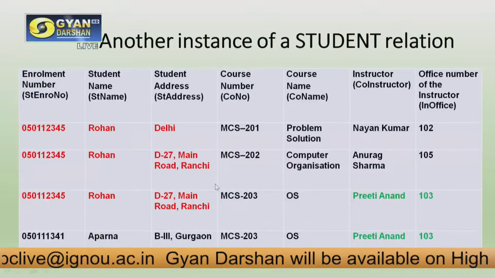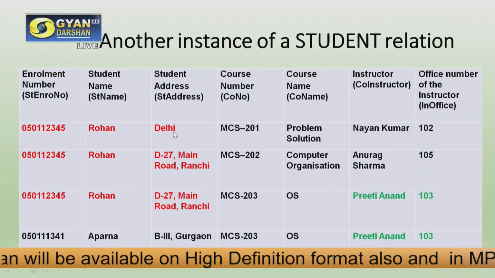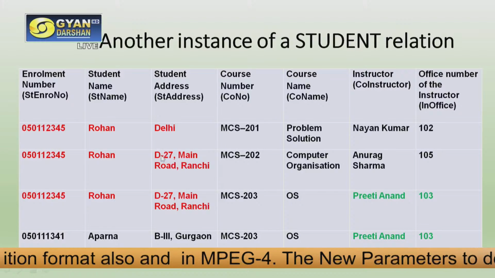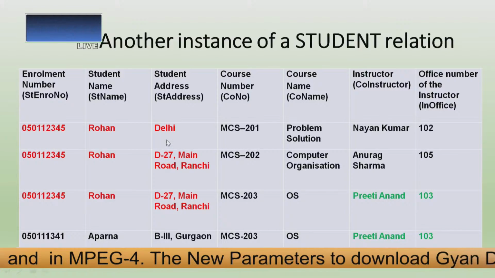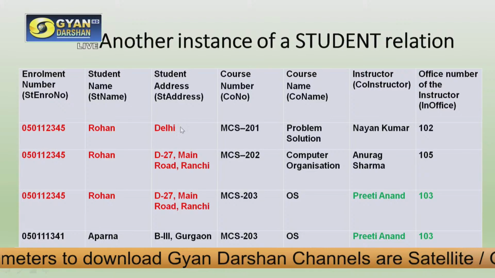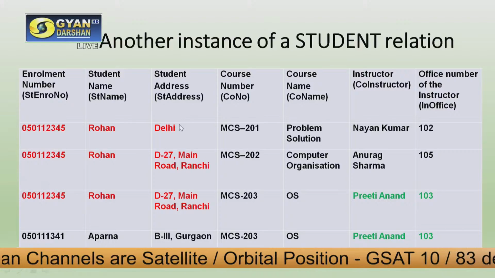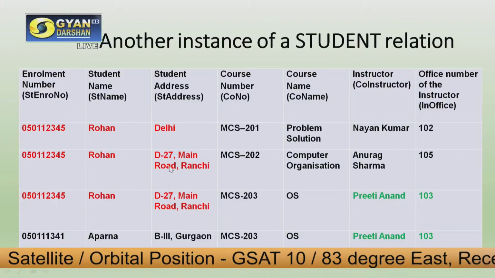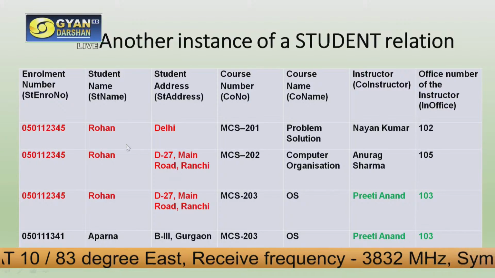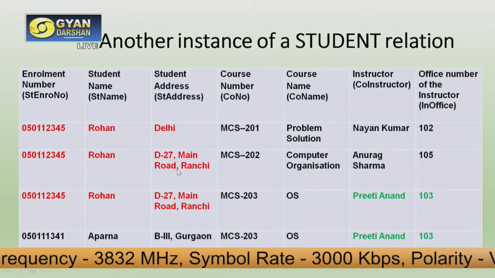For example, suppose that particular student Rohan changes the address to now Delhi, right? And since the information is repeated at 3 different places, we did not realize it, and we updated the information at only one place. So you can see that the redundancy of information has led to inconsistent information now. Over here it is Delhi and over here it is Ranchi. So there is going to be some problem when we access this particular tuple.